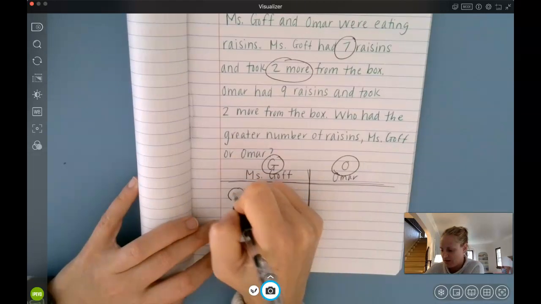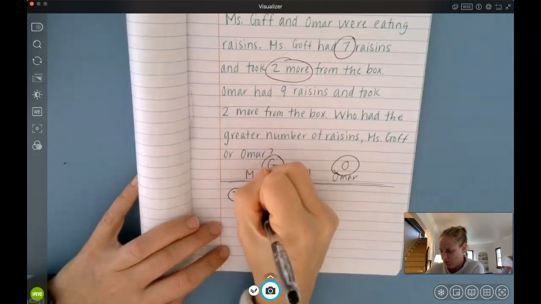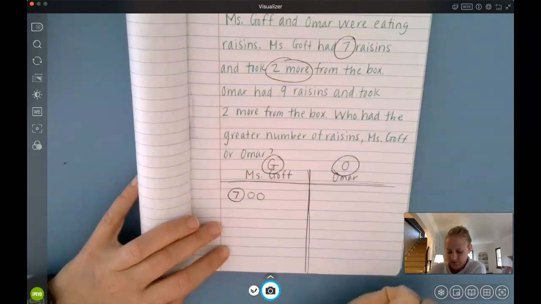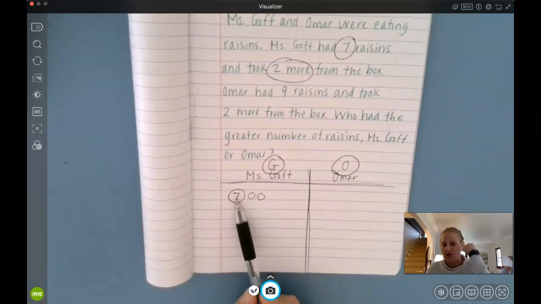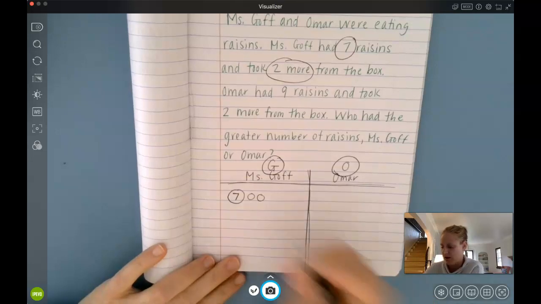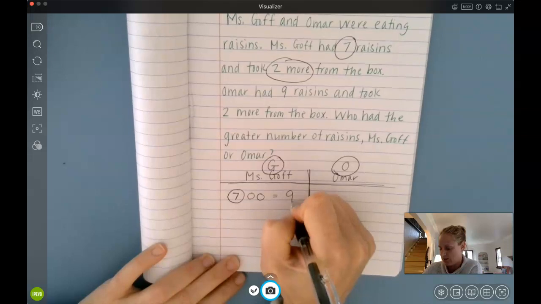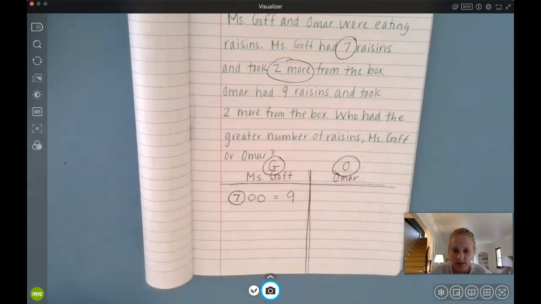I know that Miss Goff started with 7 raisins. So I'm going to show my 7 like that, and then I took 2 more from the box. What strategy can I use here to figure out how many raisins I had? Raise your hand when you know. Then a student would say, count them or count on. Good. Let's count on. Shake the 7. 7, 8, 9. Good job. I'm going to write that total here. 7 and 2 more equals 9. Miss Goff had 9 raisins.